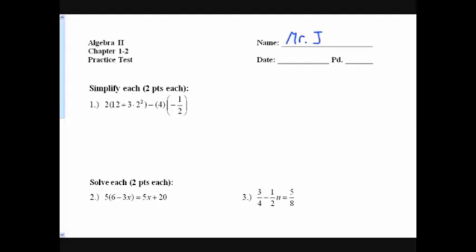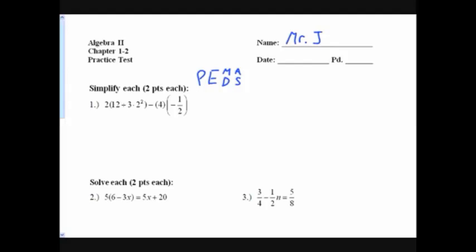If we look at the first one, it's just order of operations. So we're following the old Please Excuse My Dear Aunt Sally. And remember, we start with parentheses, then we go to exponents. Multiplication and division are tied, and so are addition and subtraction. So whichever one comes first, that's the one we do first with regards to those.